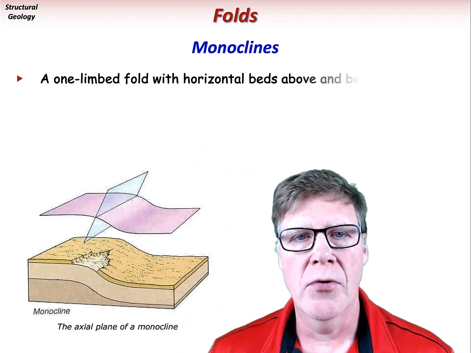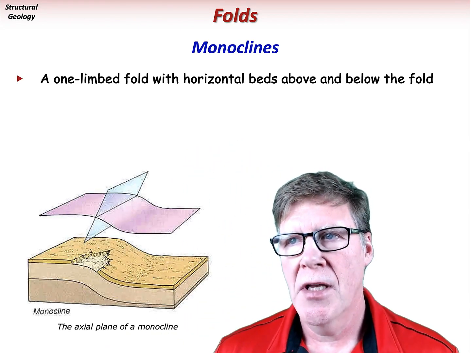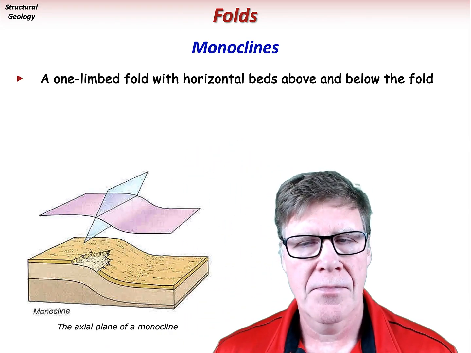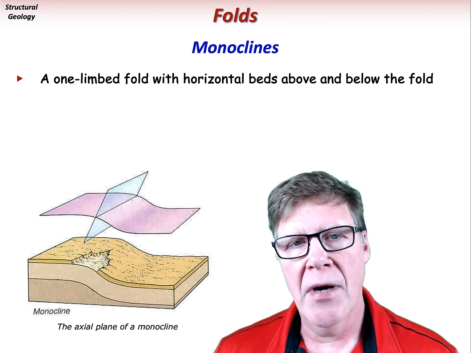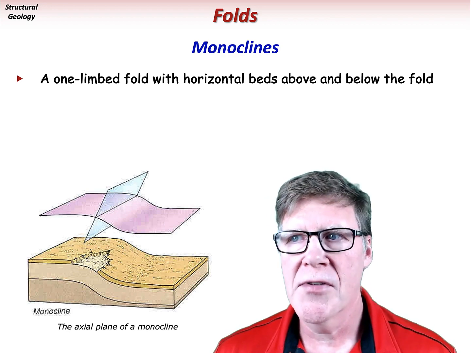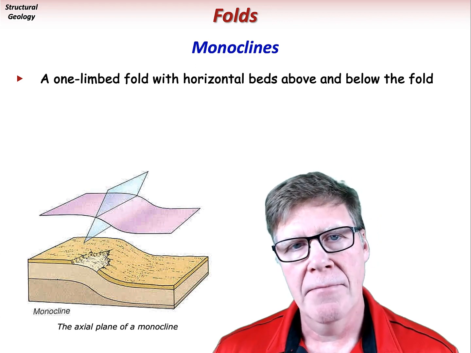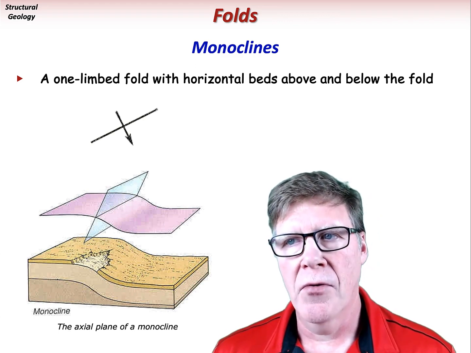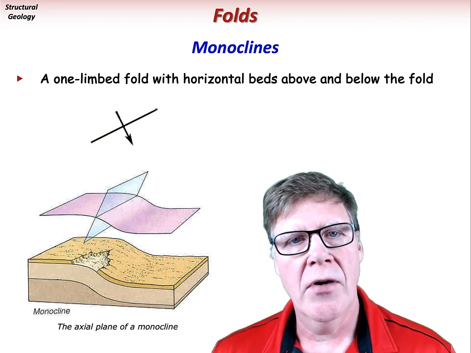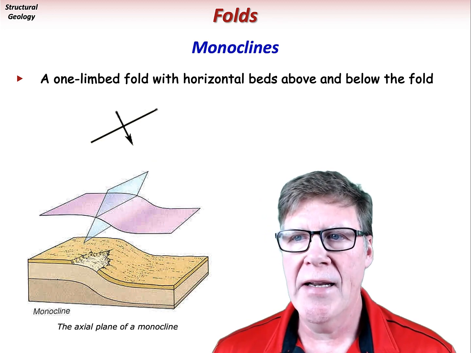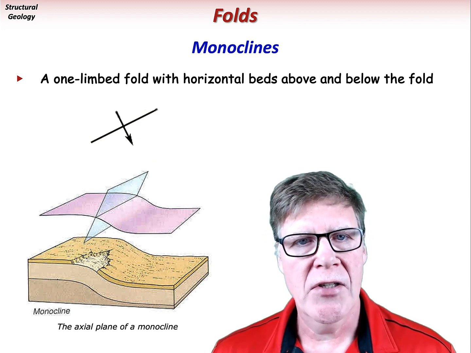Monoclines are one-limb folds that have horizontal beds above and below the fold axis. These folds are typically created by movement along underlying faults that deform the overlying layering. The map symbol for a monocline has a line following the fold axis with the added arrow pointing in the direction of the downwarp.